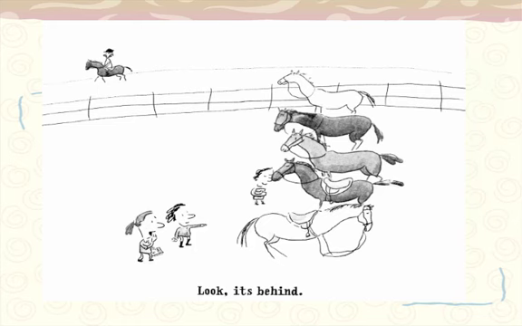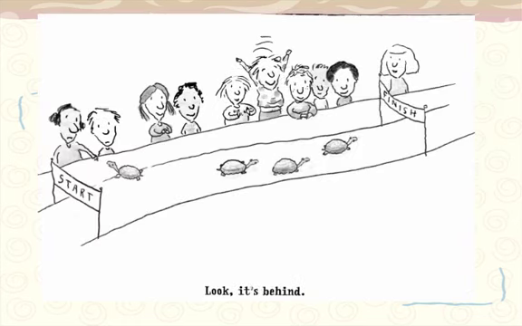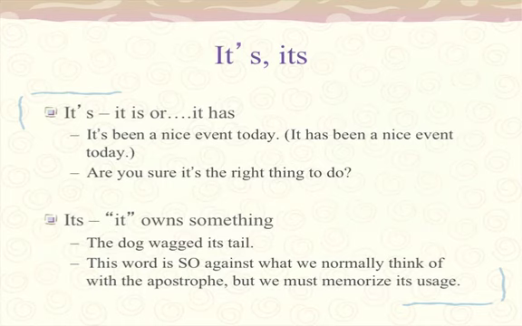Normally, when we show ownership by something, Johnny owns something, it is Johnny's hat. Johnny with the apostrophe s. This violates that rule. We think that if it owns something, it should be apostrophe s. But in this one case, it apostrophe s only means it is or it has. If you need to show that it owns something, then it's just its. And that's a hard one because it breaks the common rule, but our job is to figure out exactly what that rule is and how this one violates that.